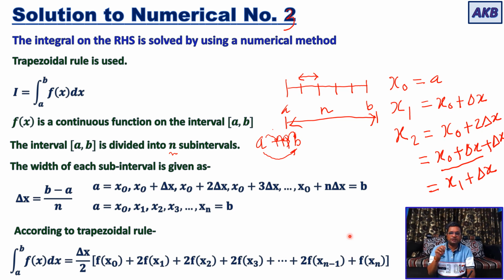Okay, when function is evaluated at x0 and then function is evaluated at xn, these will be the first and last terms in this formula, and the remaining terms lying between these two will be multiplied with 2. So you remember this concept. Okay, so we are going to use this method to solve the integral.